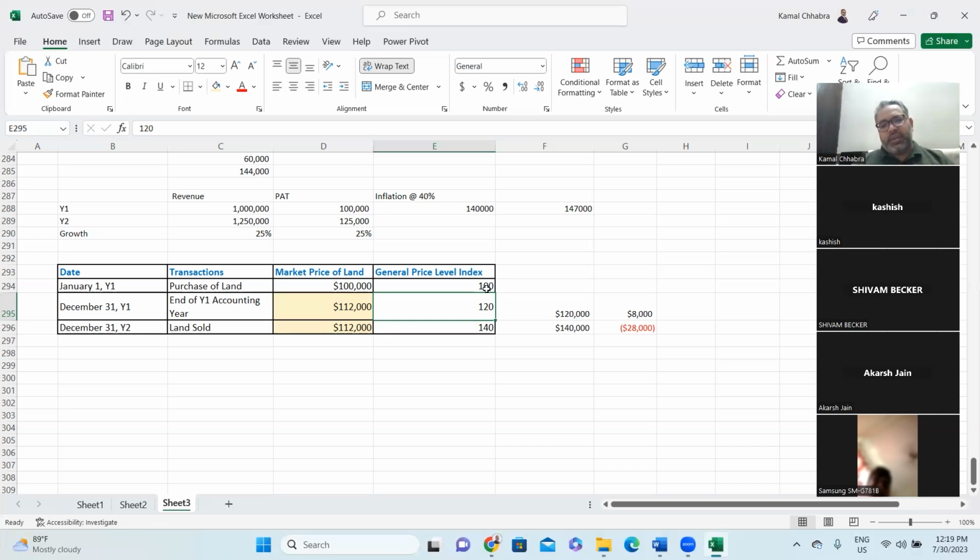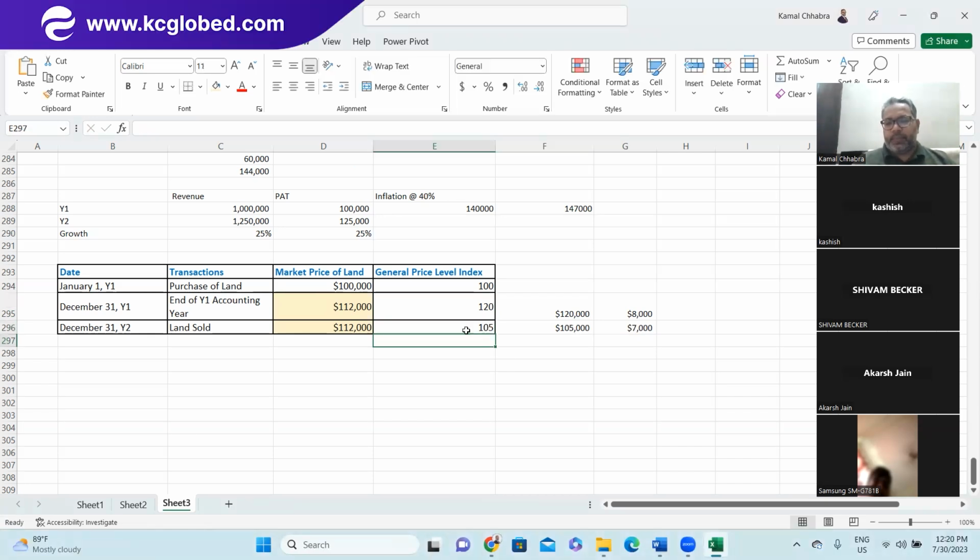So for the general price index level, let's assume this year 2 is the COVID scenario. It has gone down to 105. So the original which you have is 100, or maybe let's say it has gone down to 95. So it has resulted in 17,000 of loss.